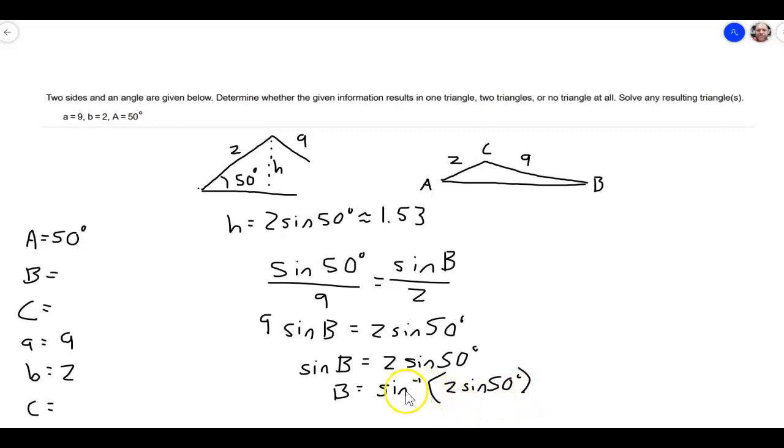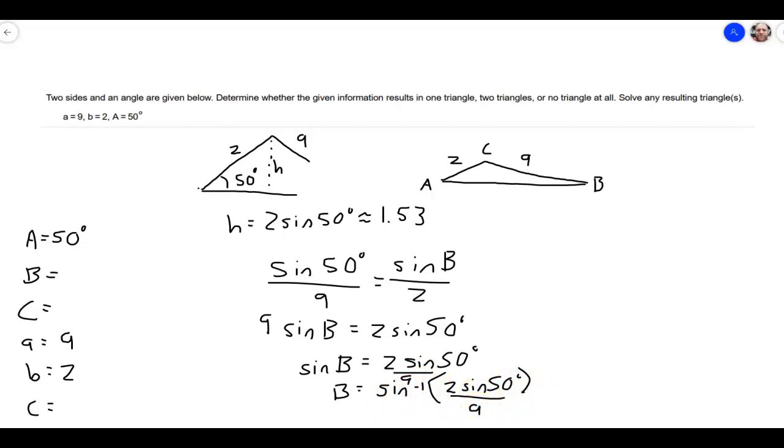Let me just double check my work here. Oh, I didn't divide by 9, did I? And that would be over 9. Okay, so going back to my calculator, make sure you have an inverse there. So inverse sine of 2 times the sine of 50 divided by 9.